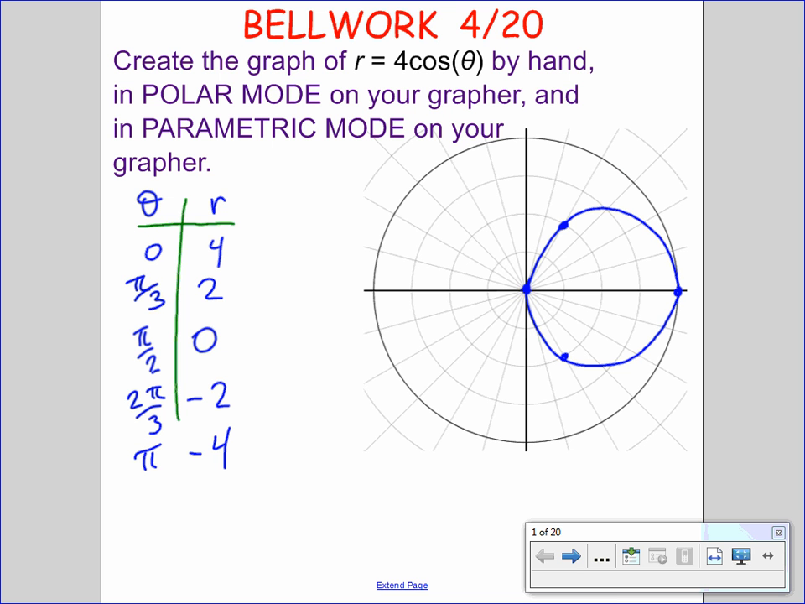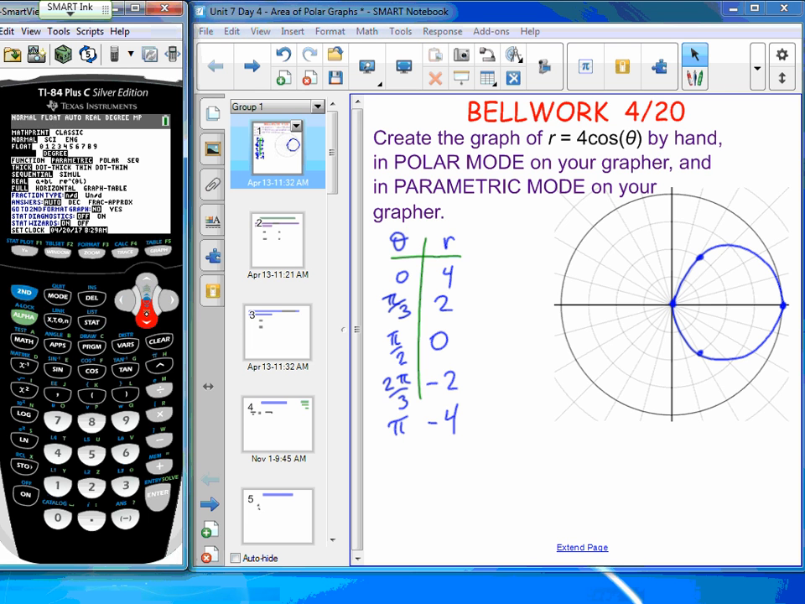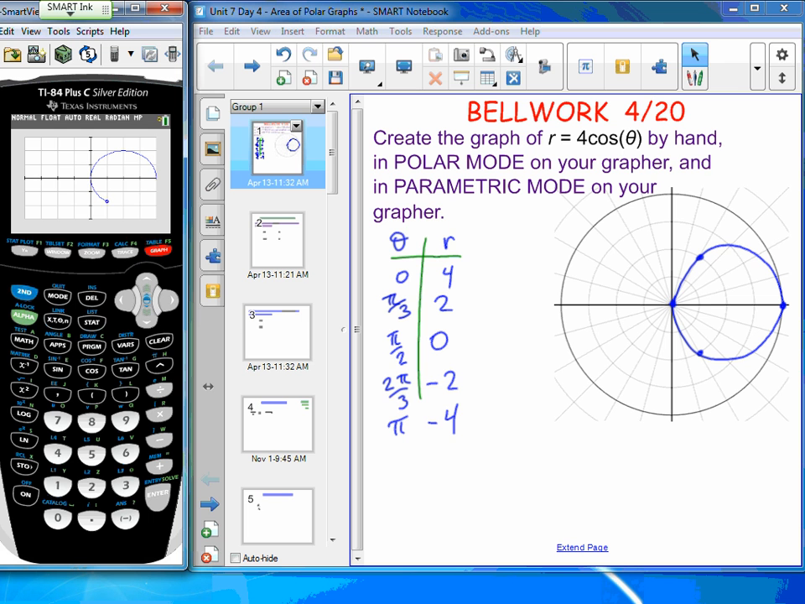Now let's take a look at that in polar mode to remind us how we can use our graphing calculator to produce the same picture. So we've got our polar mode and radians. A good starting point, negative 4. We'll enter our 4 cosine theta. I think I'm going to go around twice now, because I went 0 to 2 pi. And there we are.